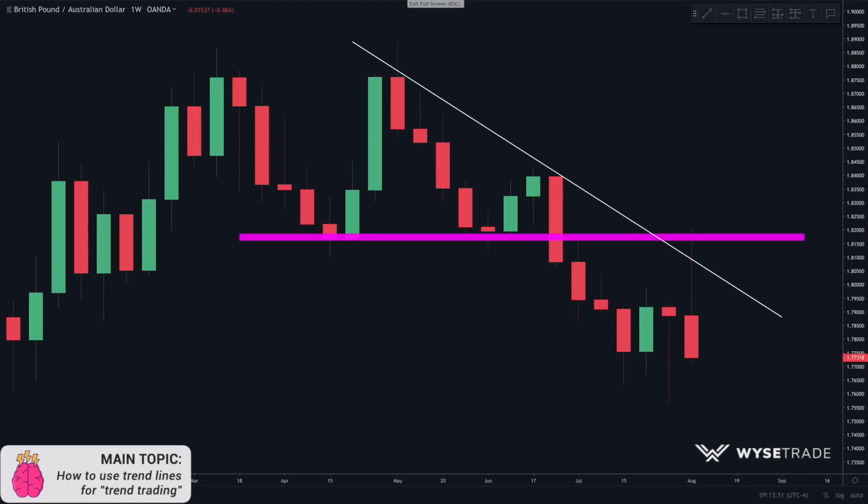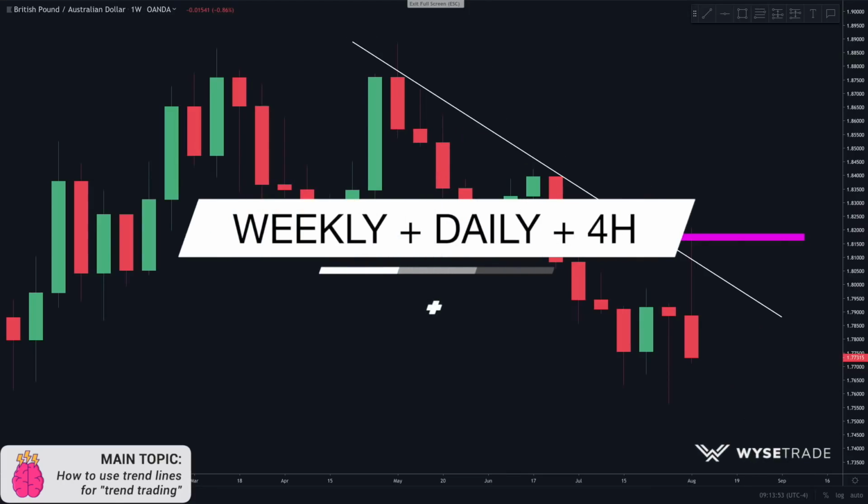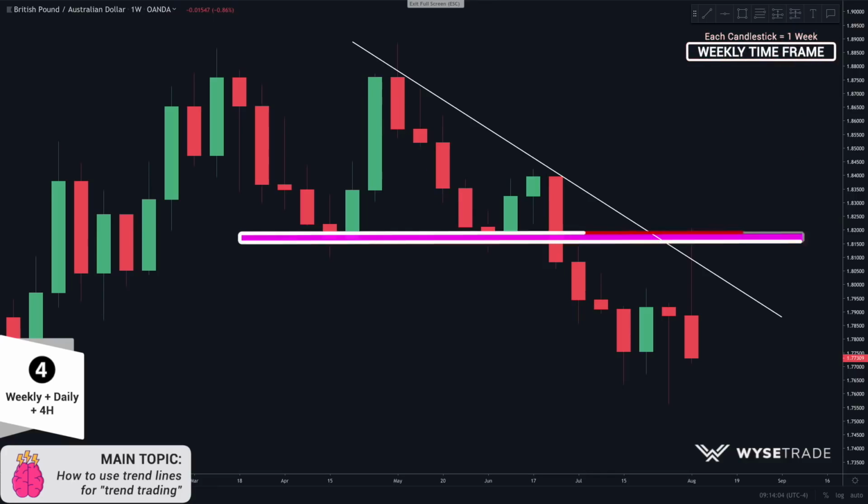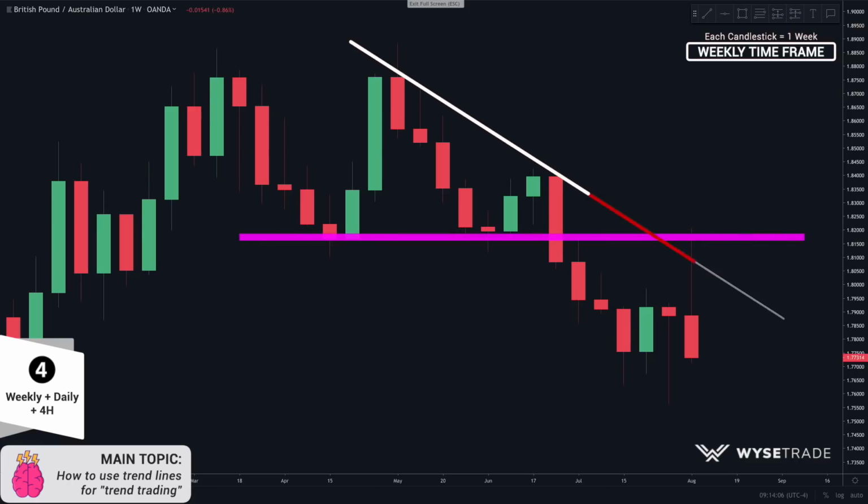Now, this is where we introduce true top-down analysis. We will be using 3 timeframes, starting from the weekly to the daily, then to the 4-hour timeframe. So starting with the weekly, we were in a clear moving downtrend. Here was the weekly support turned resistance. Here was your trend line. Here was your access point.